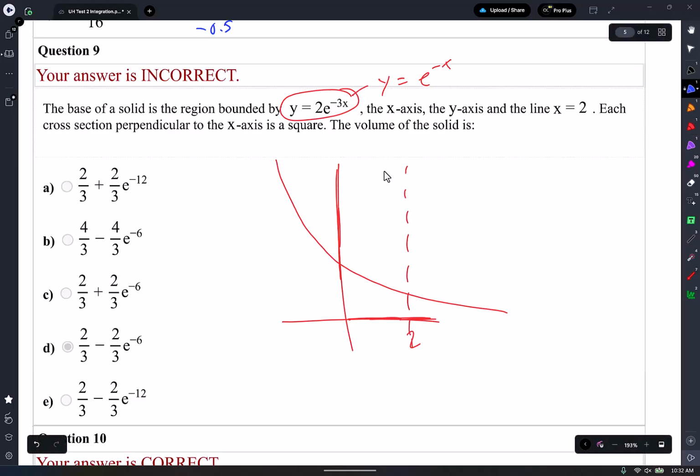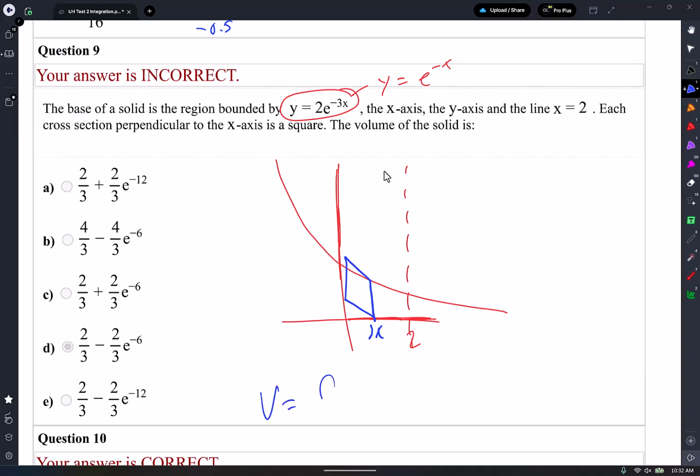Okay, here it is. Here's my square. Let me see if I can draw it perfect. It's coming out of the board. Does that look 3D? That's a dx.